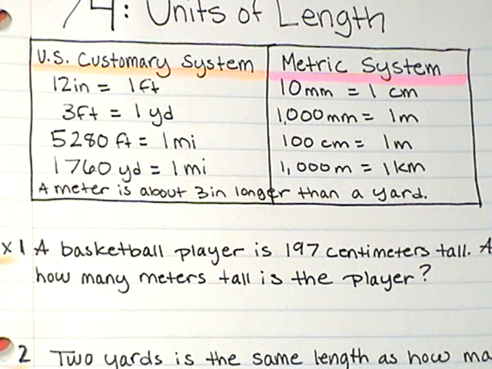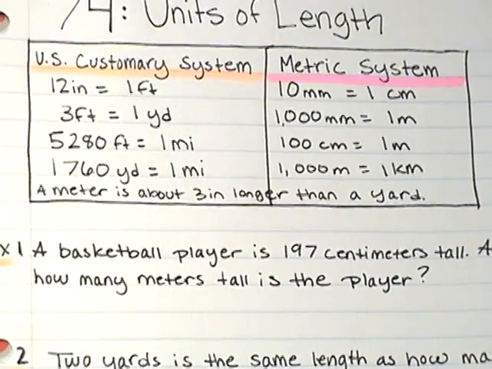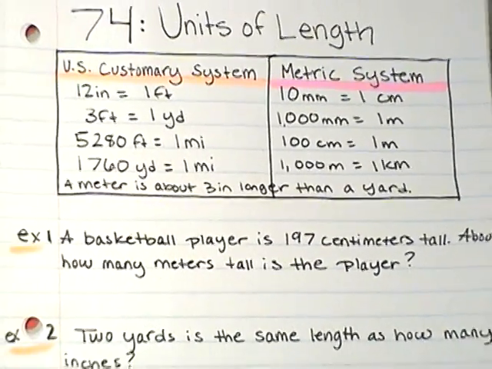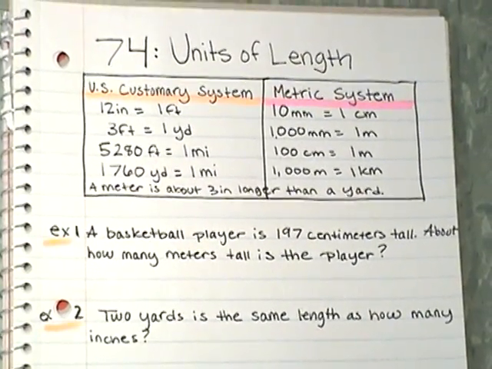And then down at the bottom it says a meter is about 3 inches longer than a yard. So those two units of measure are actually very comparable. And so a meter stick is usually only about 3 inches longer than a yardstick. Alright, I'll go ahead and zoom out for you as we do the first example.